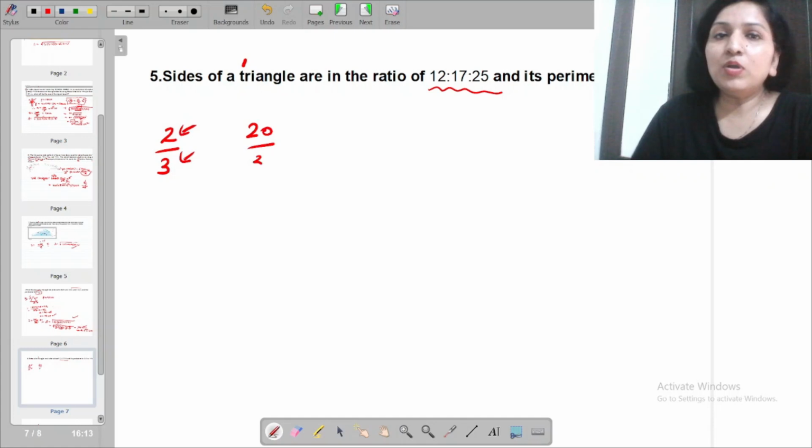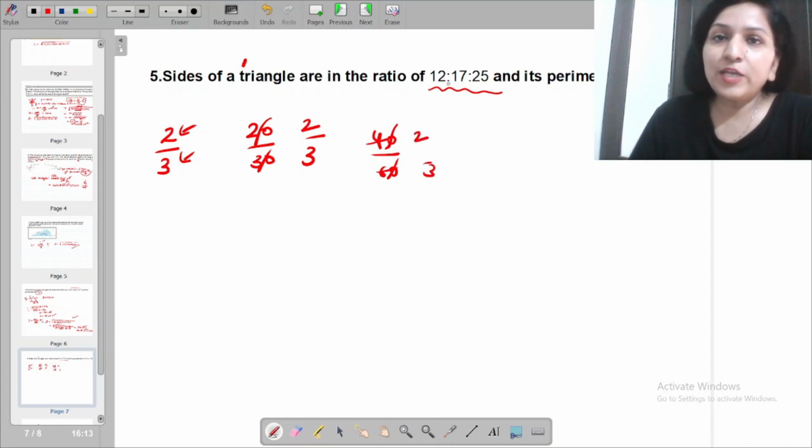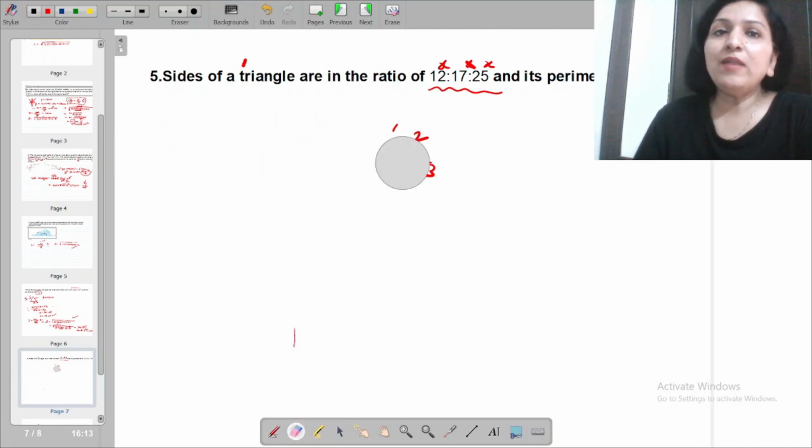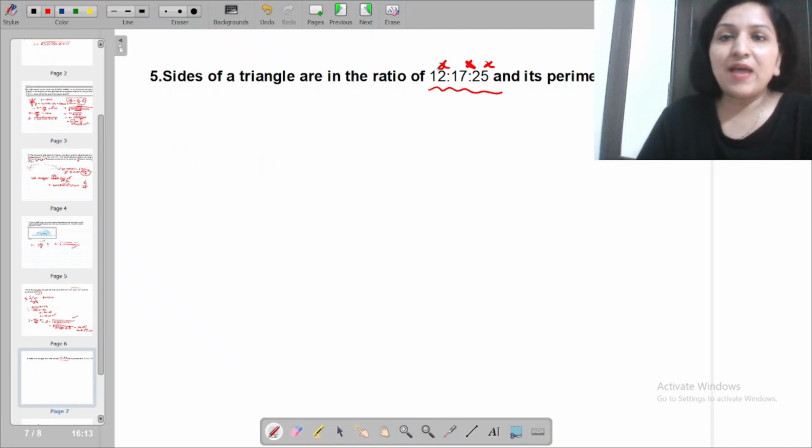अगर मैं 20/30 लेती हूँ, इसका स्टैंडर्ड फॉर्म और सिंपलेस्ट फॉर्म भी 2/3 आता है. ठीक है, अगर मैं 40/60 लेती हूँ, आप देखो 0 0 कैंसिल, 2 and 3, ये भी 2/3 आता है. तो ratio doesn't mean that this is the exact value. It means that there was a common factor attached with all these numbers which got cancelled. So ratio वाले all the questions में you just need to calculate what was the common factor first.